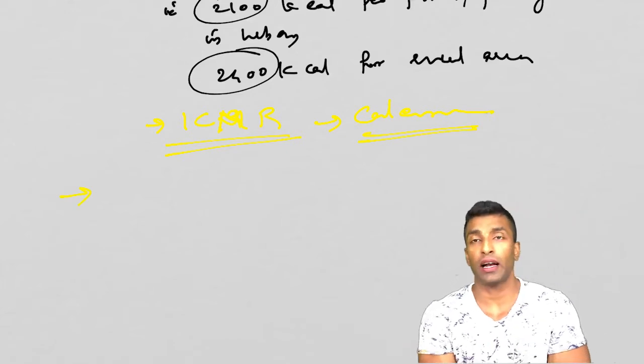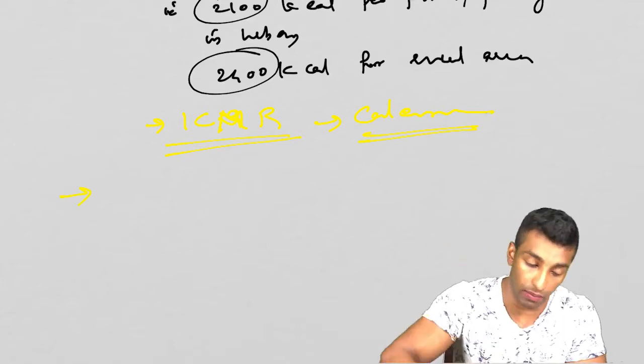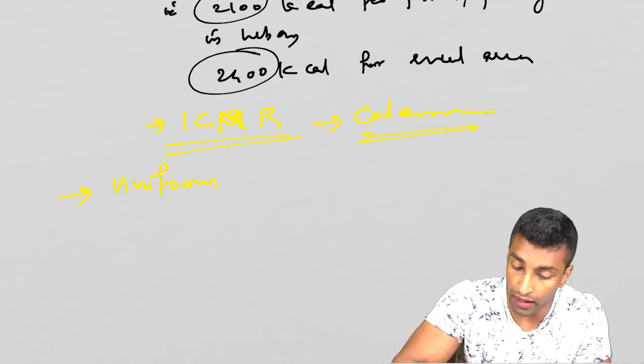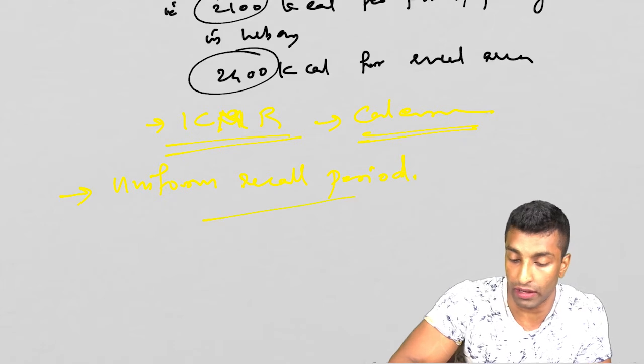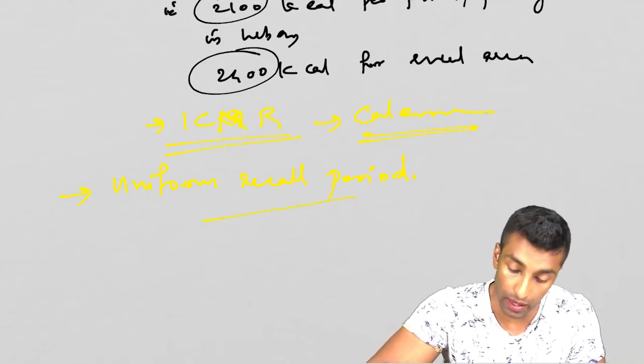And which method they used, I'll talk about this method later in detail, but just now you understand what that method is. Uniform recall period. We will be talking about this uniform recall period. We'll discuss what is mixed recall period, and all those things we will discuss. Okay. So we'll move on to the next one.